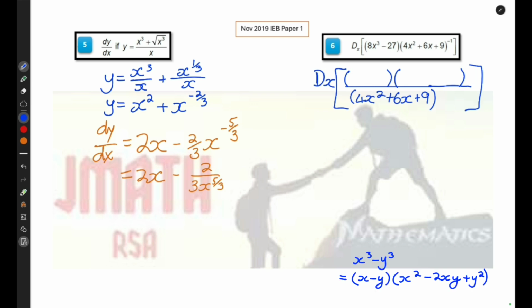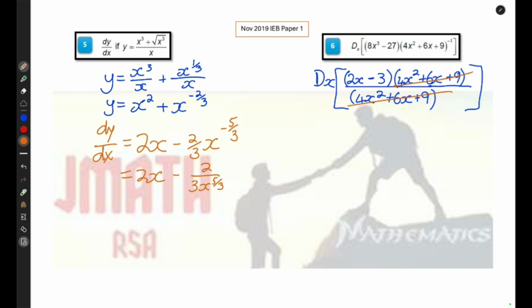For difference of cubes, I take the cube root of 8x cubed, which is just 2x. Sign stays the same. And then the cube root of 27 is just 3. To get the other bracket, I square the first one, I multiply them but change the sign. So 2 times negative 3 is minus 6, change the sign to plus 6. And then minus 3 times minus 3 is plus 9. Okay, amazing. The brackets are the same, so they can cancel.